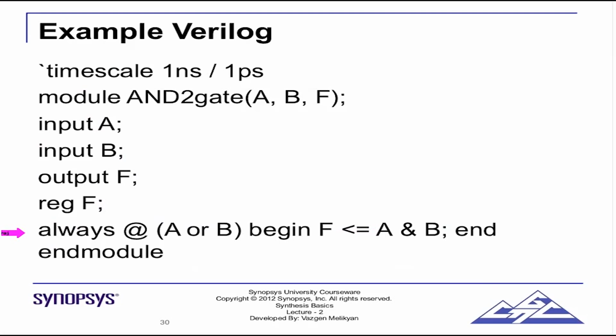There's one more way of doing this. You could replace always by an assign statement. Assign F is equal to A and B. In that case, there's no need to define a register. F will be not a register but a wire. So you could write the description in a number of different ways.